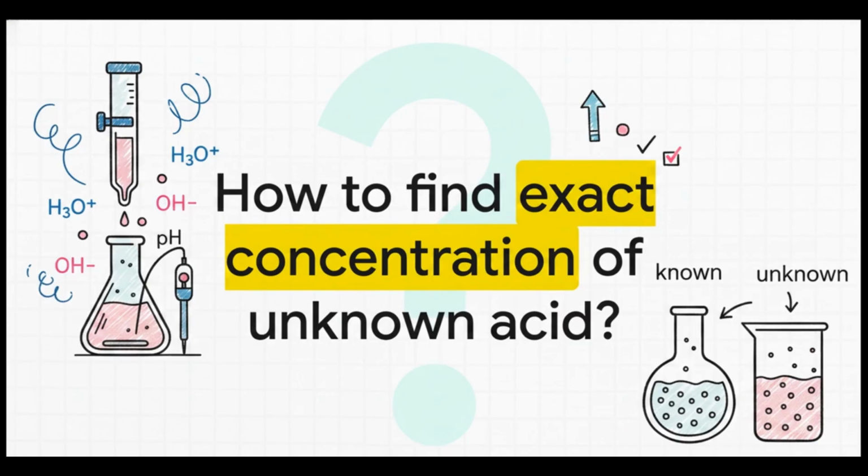Okay, let's dive right into this. How exactly do scientists find the exact concentration of a completely unknown acid? I mean, it sounds a little bit like magic, but it's actually a highly precise lab tool called a titration. It's basically using a solution with a known concentration to figure out the unknown one. Let's see how the math and the chemistry come together to make this happen.